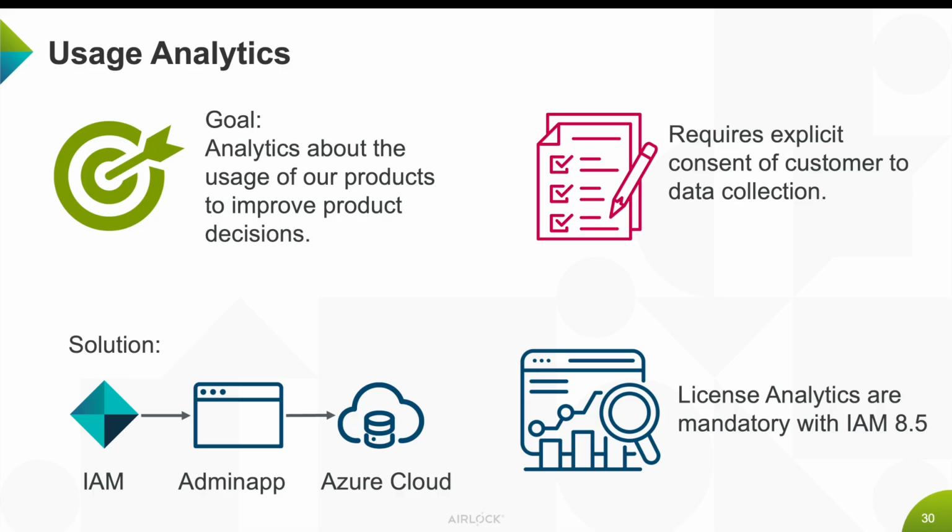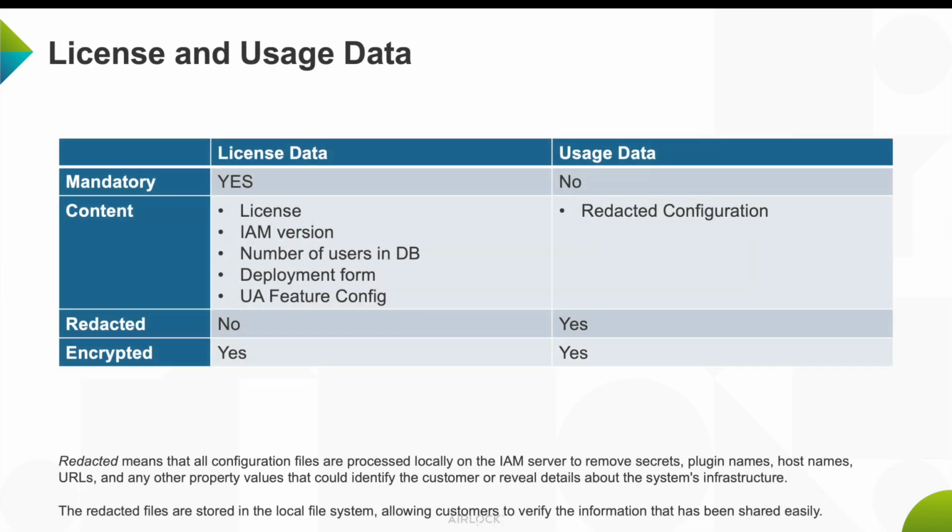Just to make it totally clear, it's license analytics that are mandatory with IAM 8.5, and license analytics and usage analytics. Let me quickly explain what the difference is. It's basically the data. License data is mandatory, usage data is not. And license data only includes the license, the IAM version, the number of users in the database, the deployment form, be that a Docker container or a self-contained application, and the configuration of the usage analytics feature. So if you have enabled usage data or not.